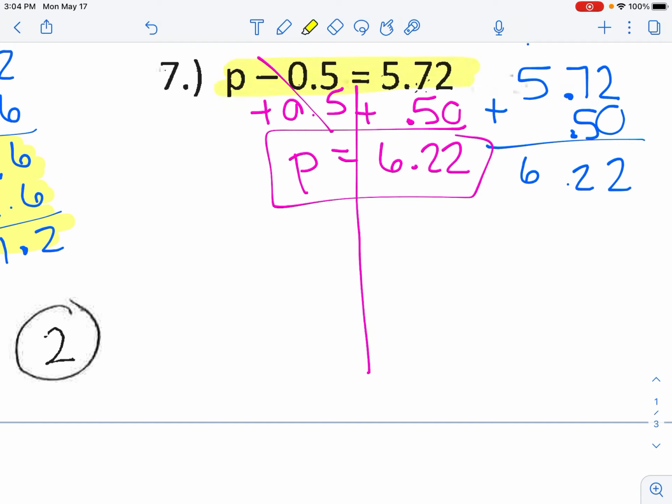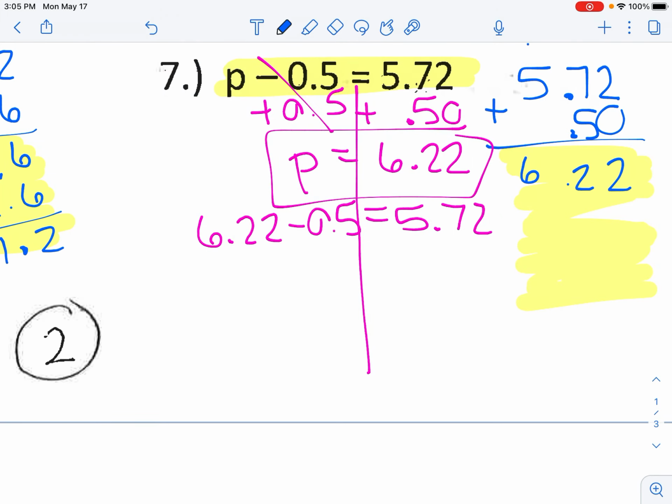Next line is substitution. We want to check and make sure we didn't make a mistake with our math, that everything works out. So substitute for P is 6 and 22/100 minus 0 and 5/10 equal to 5 and 72/100. If you have a decimal, you have to show your math out to the side. So over here is where you have to come show me your math.